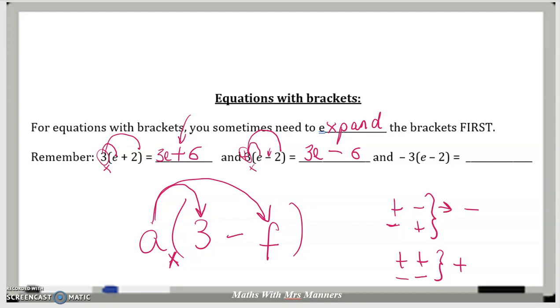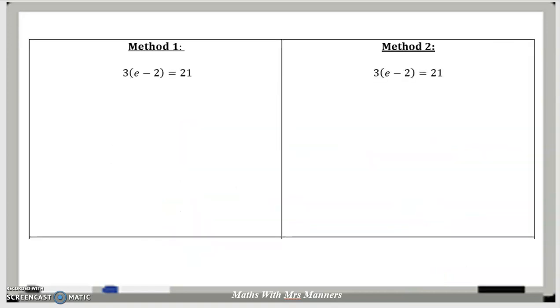Last example, we've got a negative 3 out the front. So when I multiply negative 3 by e, that will give me negative 3e. And negative 3 multiplied by negative 2, here we have 2 negatives, so that will result in positive 6. So we will need to remember how to expand brackets in order to do these kinds of questions. So let's have a look at the first equation.